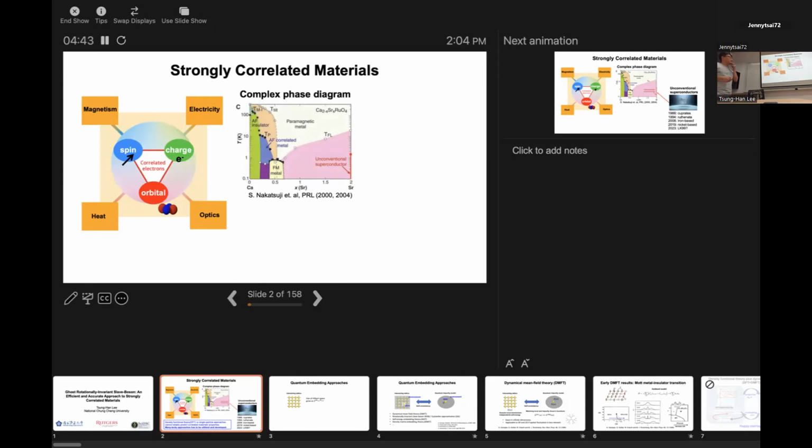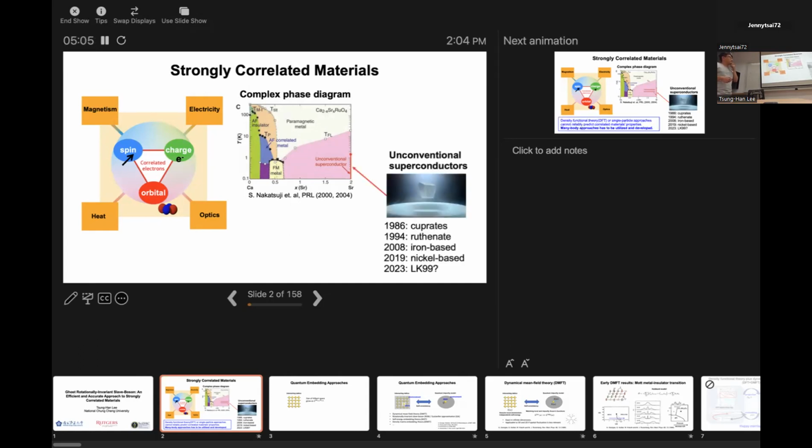So in this material, if we dope from calcium to strontium, or increase the temperature, they will have different types of transition, either from magnetic ordering state to non-magnetic state, and there are also metal to insulator transitions. And most interestingly, in this kind of material, there are also many materials that have unconventional superconductivity.